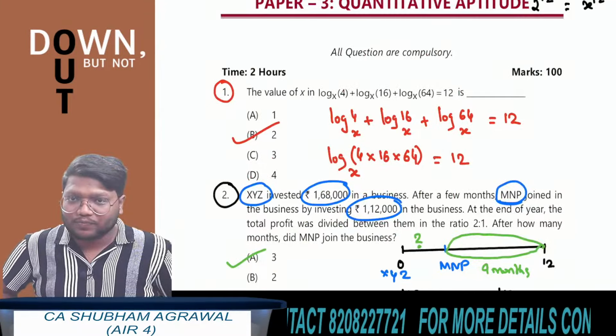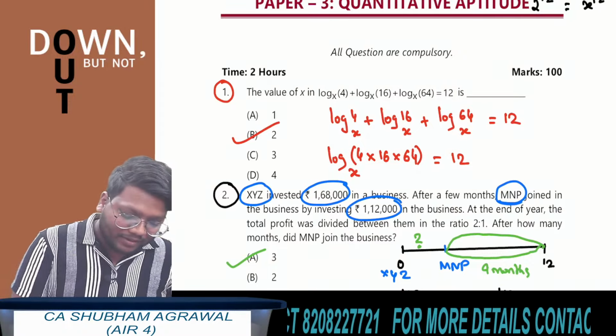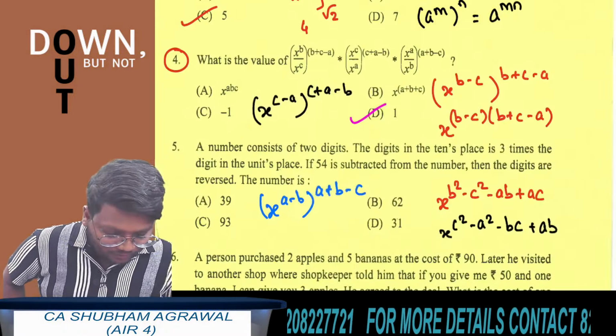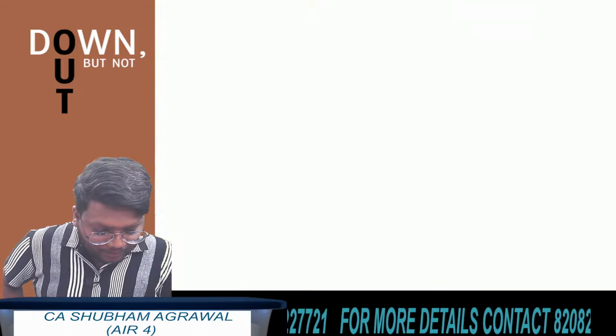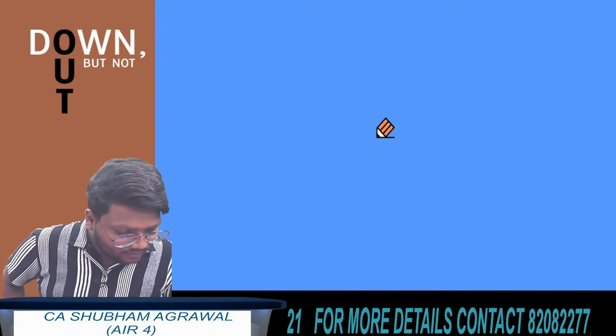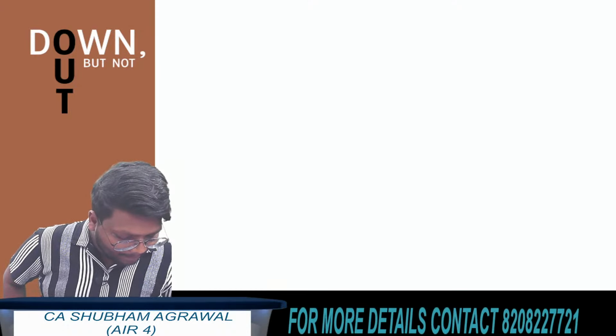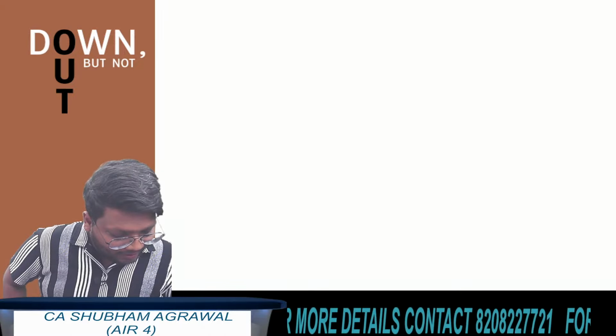Okay. So with this we have completed the questions based on ratio, proportion, indices and logarithm from this paper also. Now I am taking one more paper, and after that we will start with the new chapter.